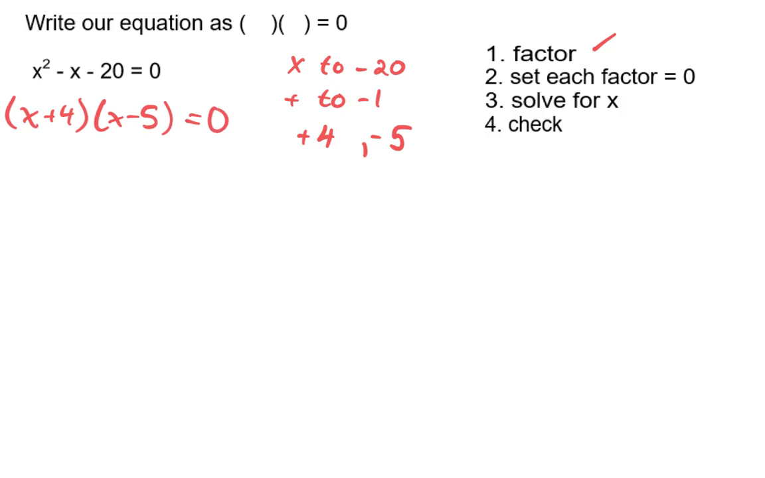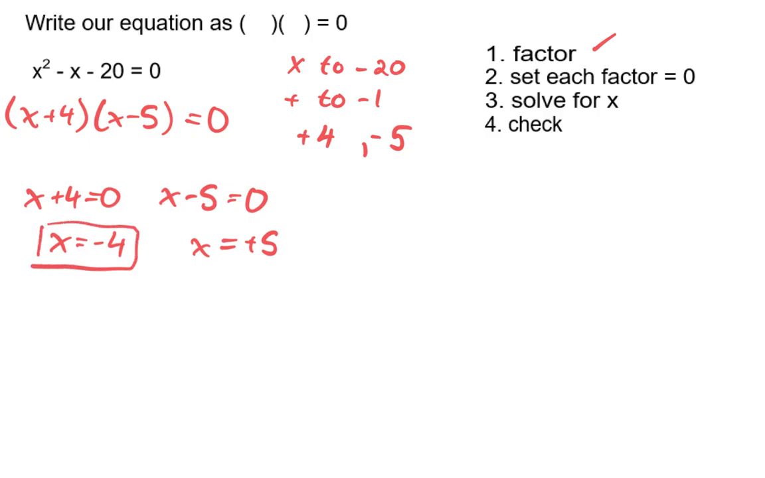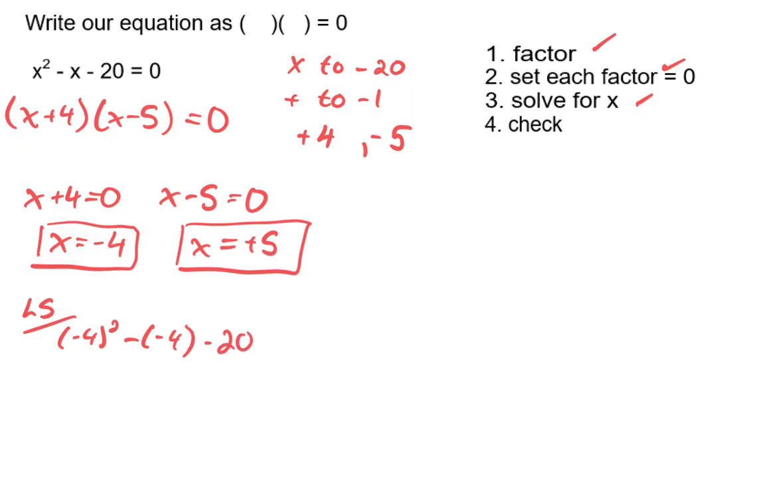So we factored it. We'll set each of these factors equal to 0. And let's solve for x. X equals negative 4, x equals positive 5. And these are our two solutions. And let's check one of them here. Let's check x equals negative 4. So our left side is going to be negative 4 squared minus negative 4 minus 20. And of course our right side is still 0.